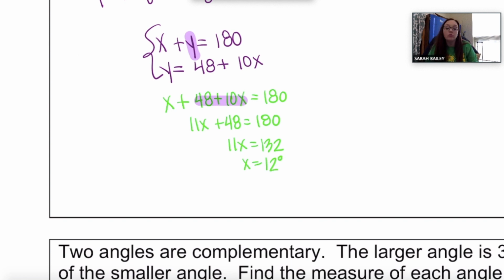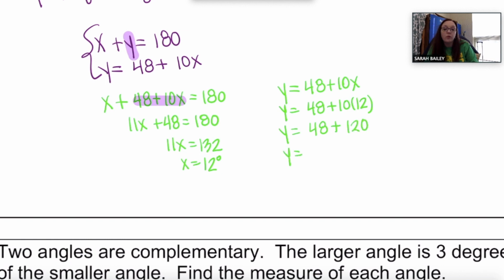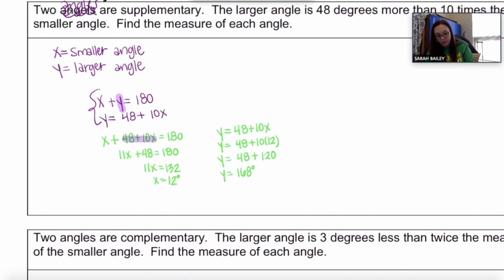So the smaller angle is 12 degrees. That's not a 0, that's a degree sign. So let's find y. y is going to be equal to 48 plus 10x. So that'd be 48 plus 10 times 12. Well, 10 times 12 is 120. And then 48 plus 120 is 168. So the larger angle is 168 degrees. And it does say to find the measurement of each angle. So one angle was 12 and the other is 168 degrees.